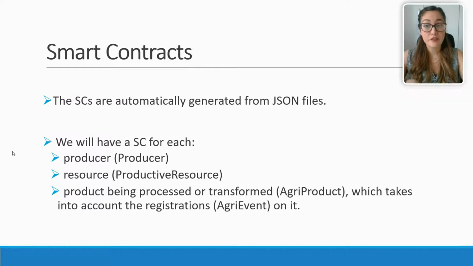Now, after identifying the actors, concepts, and events related to the process, the system smart contracts are created. So depending on the specific use case to be implemented, the developer can design either dynamic, static, or Oracle-driven smart contracts. At the moment, in our system, the smart contract is a static file, regardless of the use case, listing all the relevant fields for each concept. So we will have a smart contract for every producer, for every resource and product, and they are automatically generated from these JSON files.